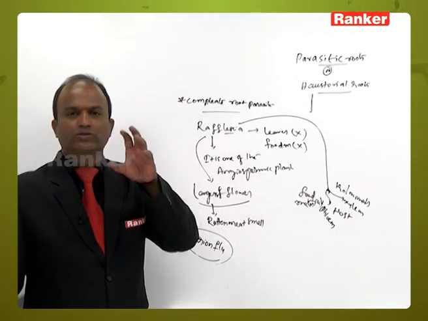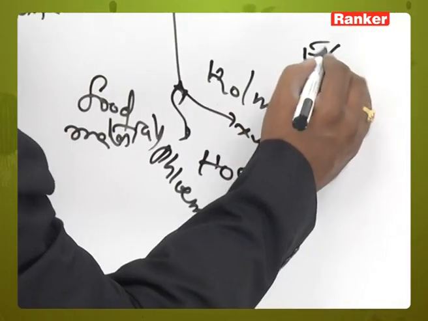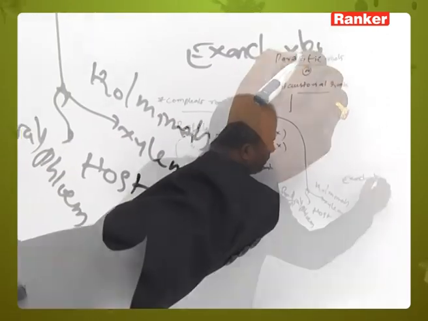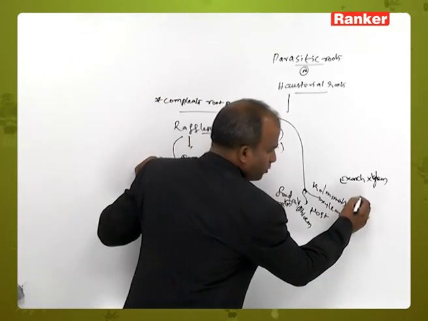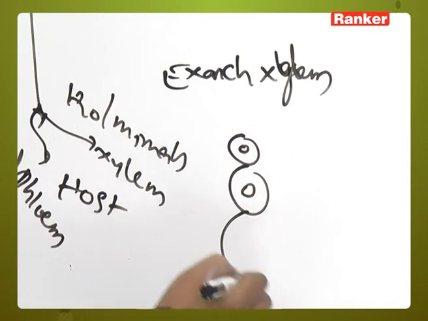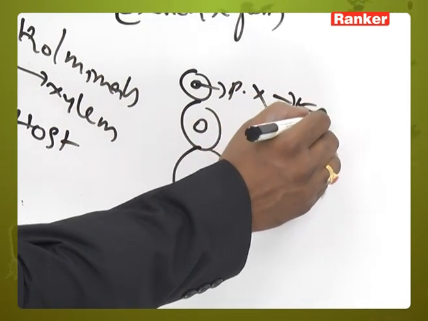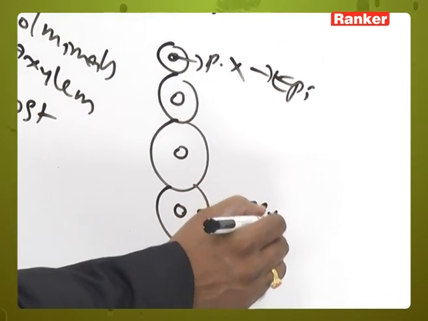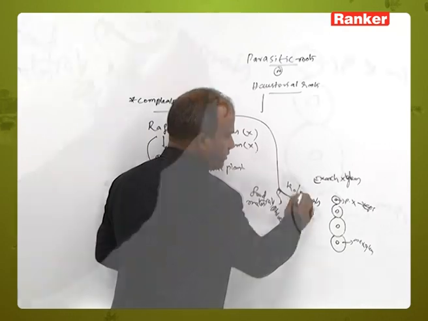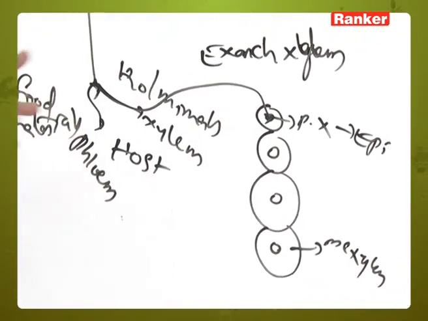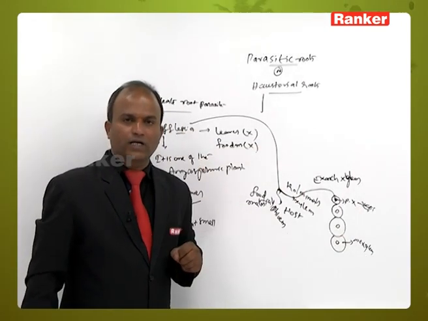Roots show whether exarch xylem or endarch xylem? Root always shows exarch xylem. What is meant by exarch xylem? That is nothing but protoxylem towards epidermis, whereas metaxylem towards center. Due to which the haustorial roots penetrate into the xylem, into which one first? Haustorial roots penetrate into protoxylem in order to absorb water and minerals.